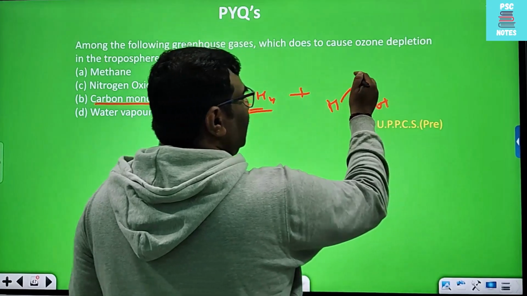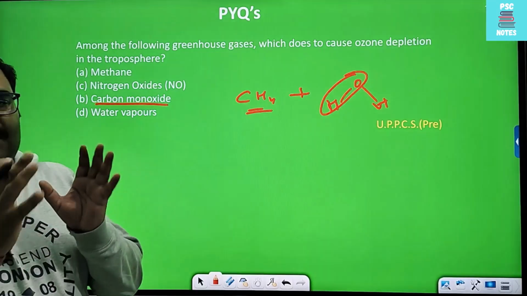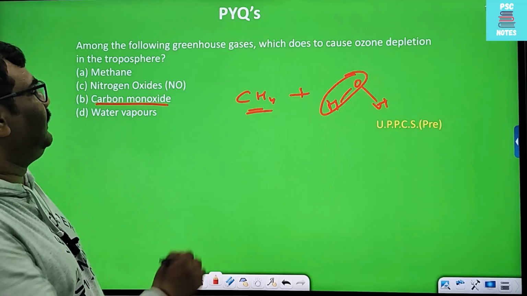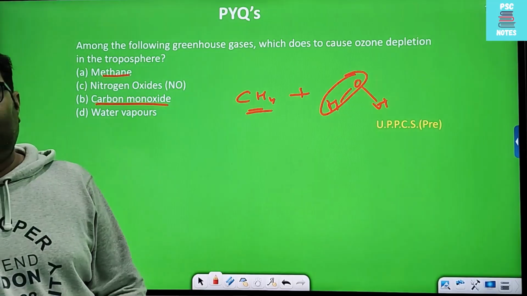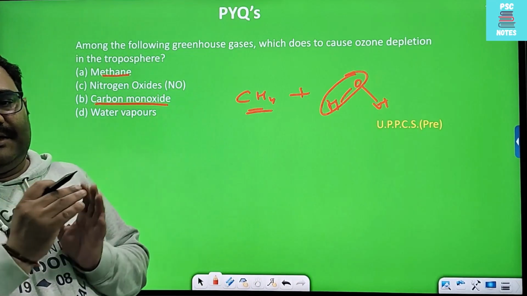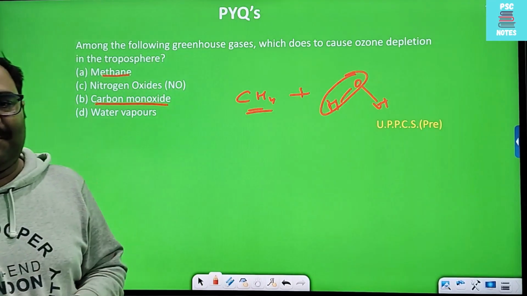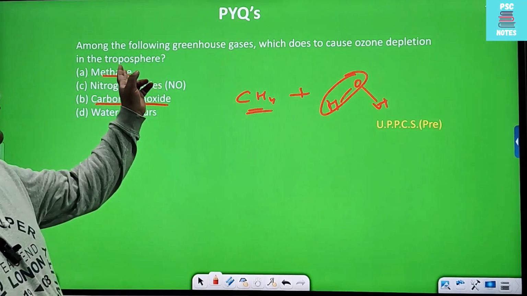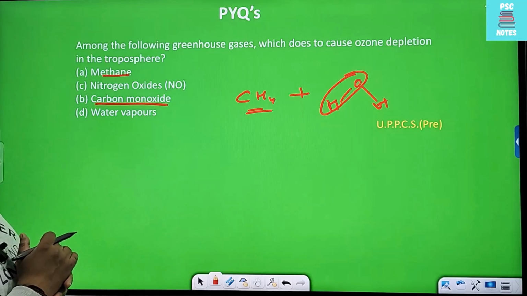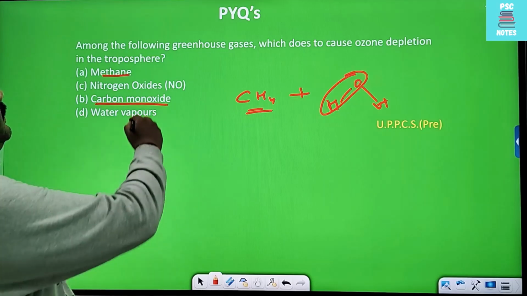ठीक है, it react readily with OH, है ना, in the troposphere, leading to the production of ozone as a secondary pollutant. तो मीथेन क्या करती है? It produces ozone as a secondary pollutant. ठीक है, it doesn't deplete the ozone directly, but it contribute to tropospheric ozone formation. ठीक है, वो ग्रीन हाउस गैस भी है और एट द लेवल ऑफ ट्रोपोस्फेयर इट लीड टू द फॉर्मेशन ऑफ स्मोग, है ना, पॉल्यूटेंट है. तो ठीक है, तो ये टिक हो जाएगा.